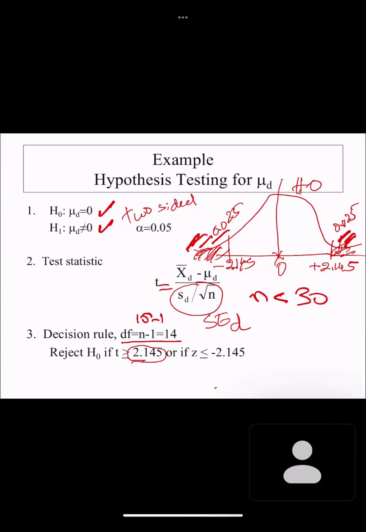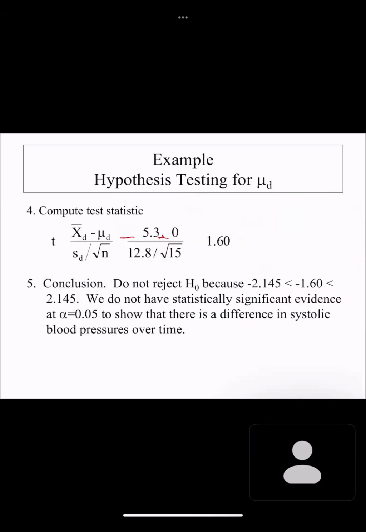So let's see what we got. The test statistic is again T, and it's X bar minus 0, which is minus 5.3 minus 0, over 12.8, which is the standard deviation, over square root of 15, which is equal to minus 1.6. I'll see it on the T. So my T values here are minus 2.145 and here is 2.145.